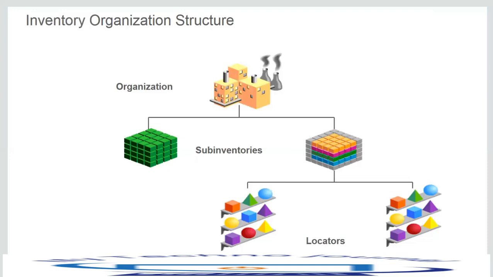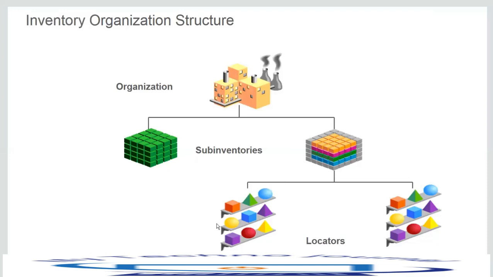So if you create an item and you want to add certain quantities for that item, you would have to add those quantities under a specific sub-inventory. As we have just discussed, we must define at least one sub-inventory for every organization. And we can track item quantities by sub-inventory as well as restrict items to specific sub-inventories.